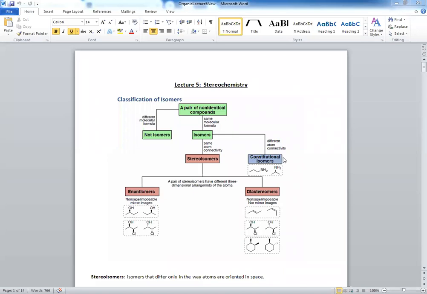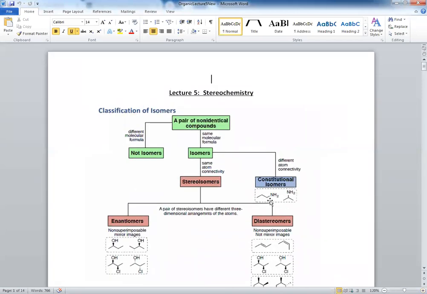We already discussed constitutional isomers. So those have different atom connectivity, but of course the same molecular formula. Look at this one right here, with this amine. If you check the formula, it's going to have the same exact molecular formula, but look at how the atoms are connected. So you have your amine group, NH2 here, attached to the last carbon rather than the middle.